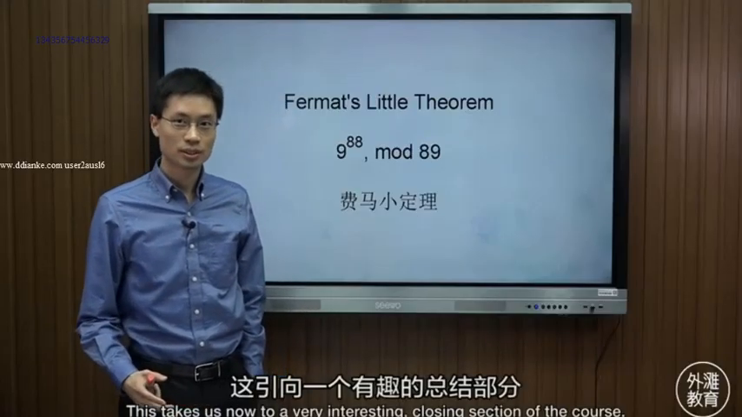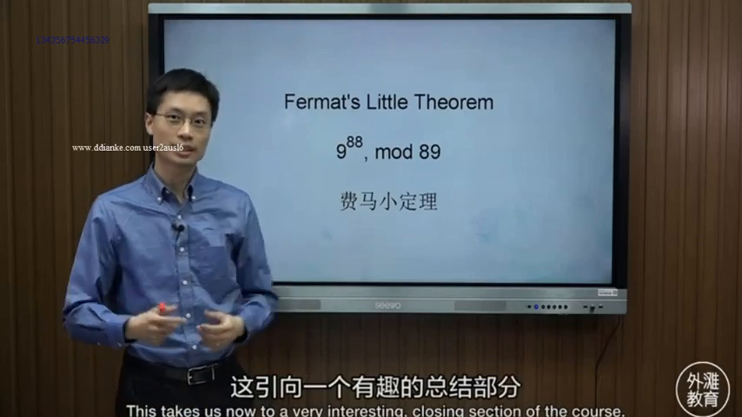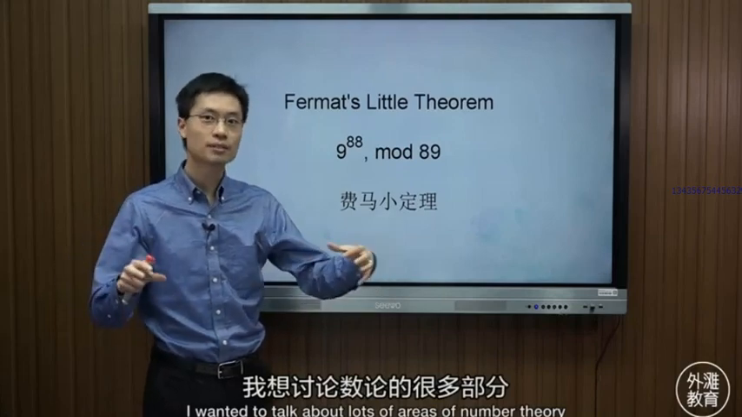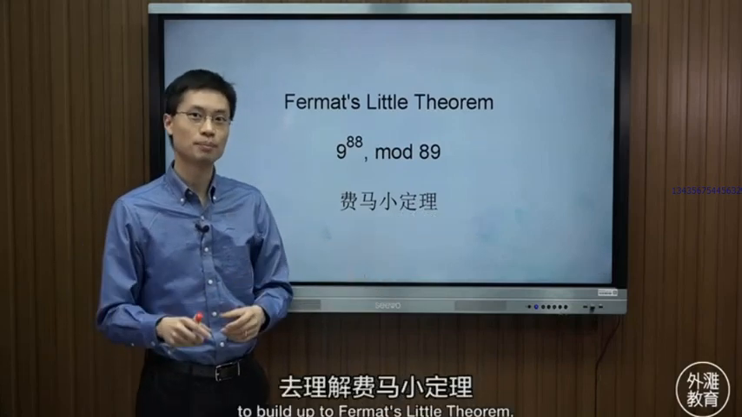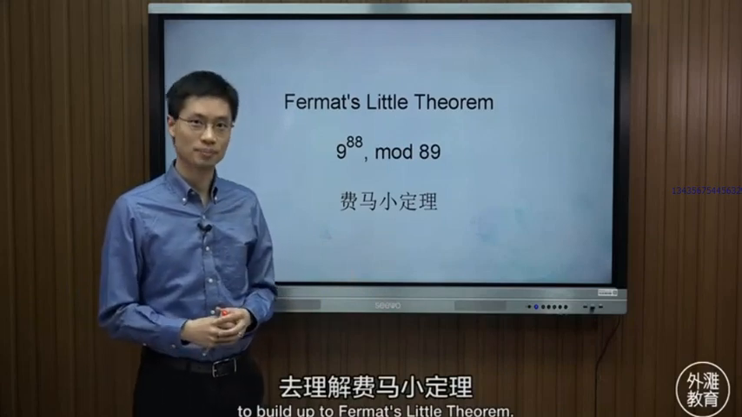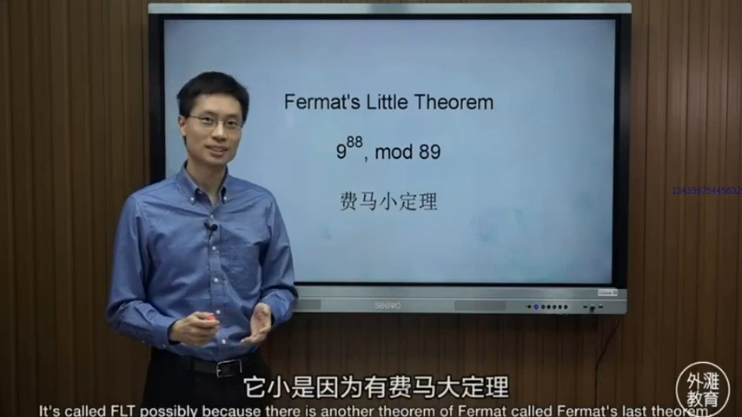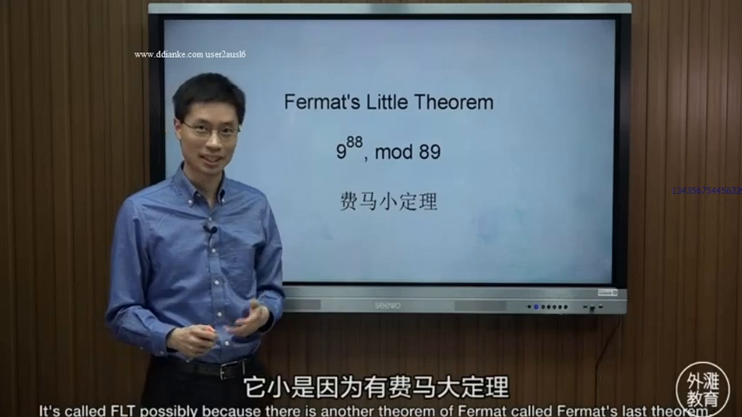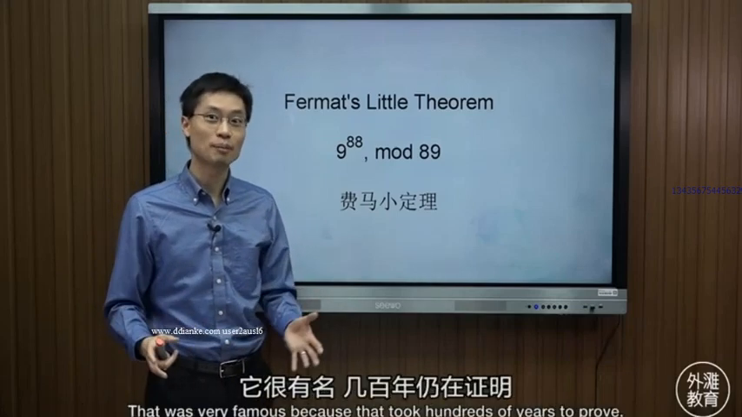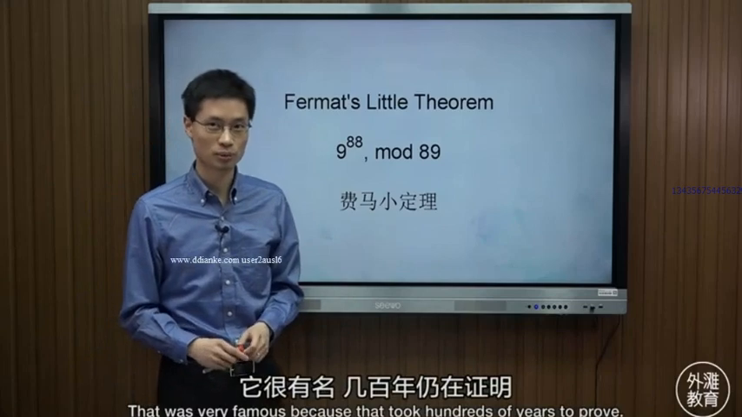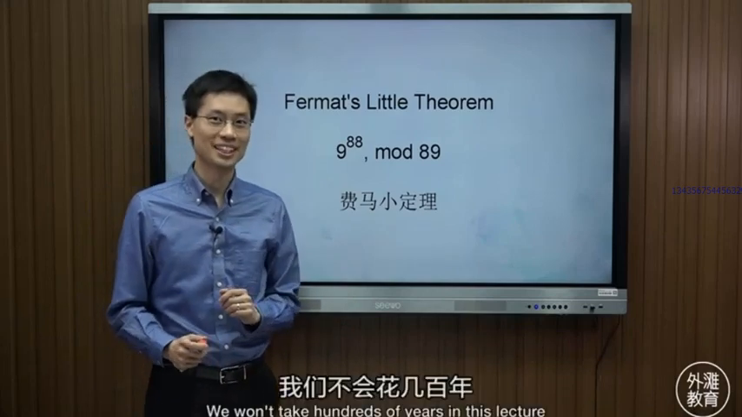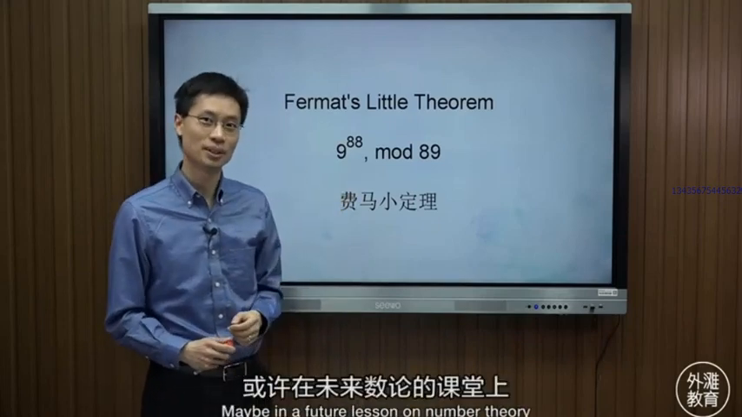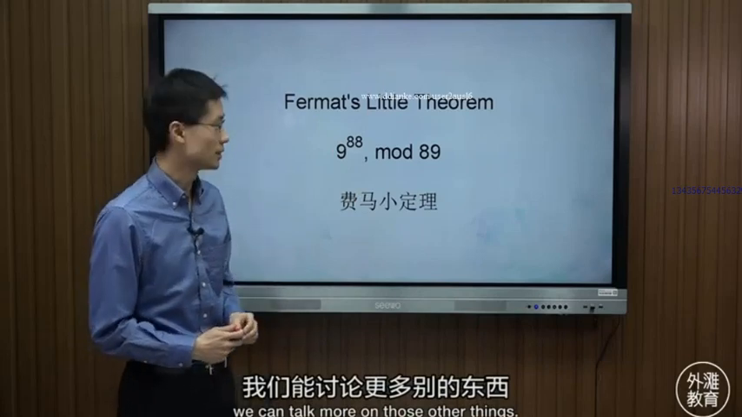This takes us now to a very interesting closing section of the course. I wanted to talk about lots of different areas of number theory to build up to Fermat's little theorem. It's called Fermat's little theorem, possibly because there's another theorem of Fermat called Fermat's last theorem. That was very famous because it took hundreds of years to prove. We won't take hundreds of years in this lecture, so we'll concentrate on this one. Maybe in a future lesson on number theory, we can talk more about those other things.